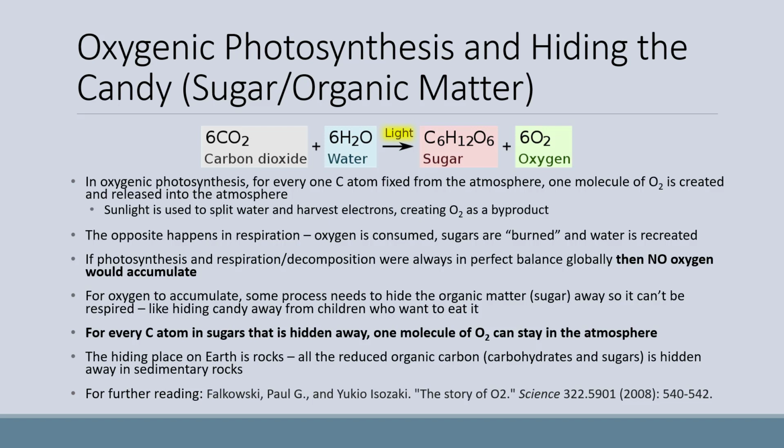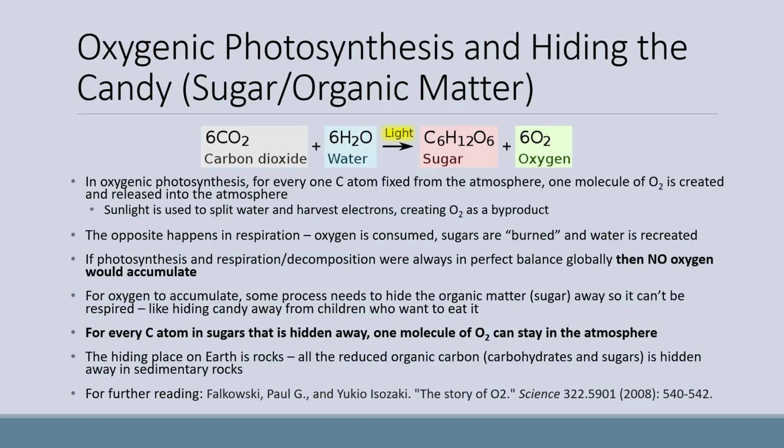The second step was to hide the organic matter that was produced so that respiration couldn't use up the oxygen right away. Let me explain that further. In oxygenic photosynthesis, for every one carbon atom fixed from the atmosphere, one molecule of O2 is created and released into the atmosphere. Remember, sunlight is used to split water and harvest electrons, creating oxygen as a byproduct. The opposite happens in respiration. Oxygen is consumed, sugars are burned, and water is recreated. If photosynthesis and respiration were always in perfect balance globally, then no oxygen would accumulate in the atmosphere.